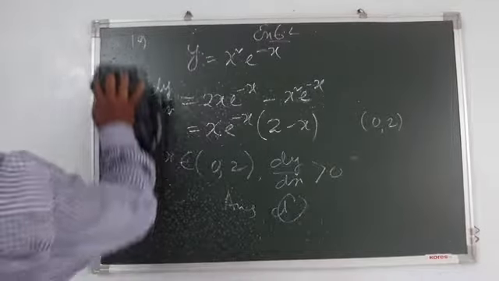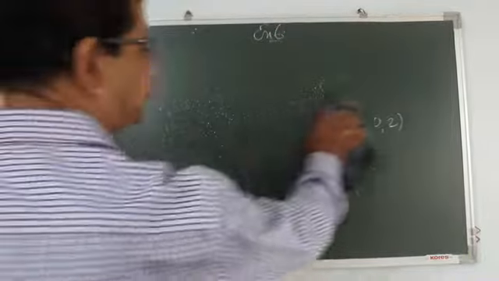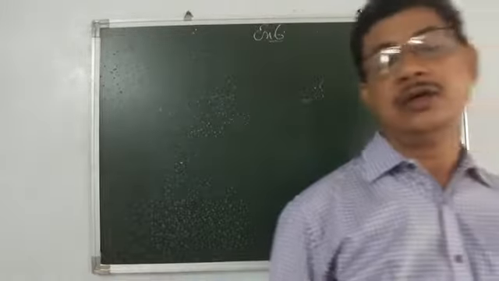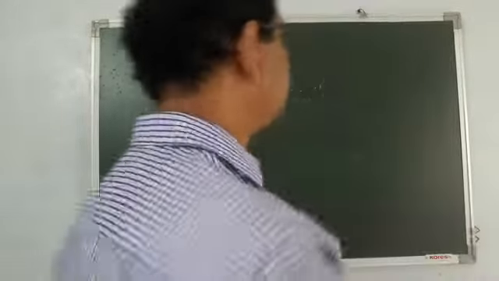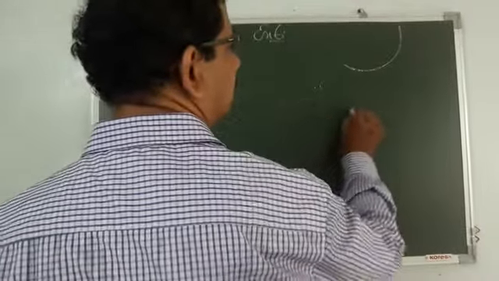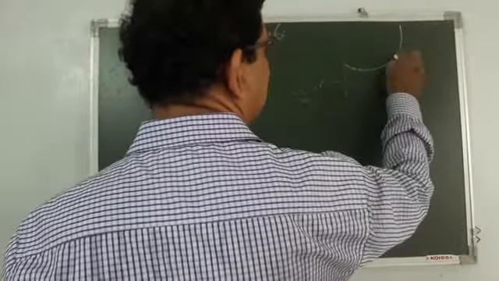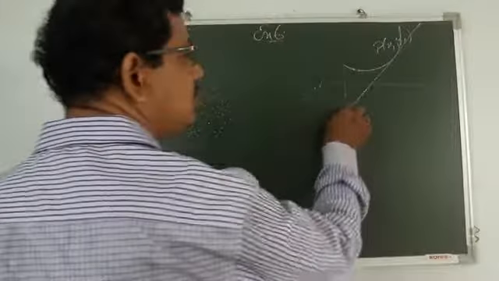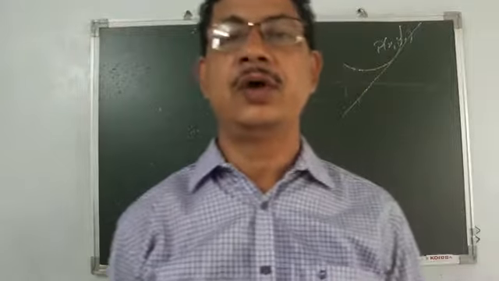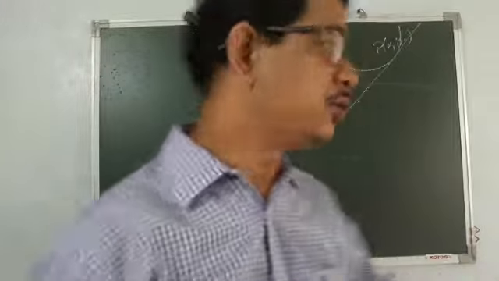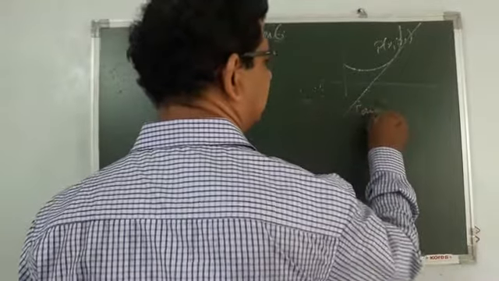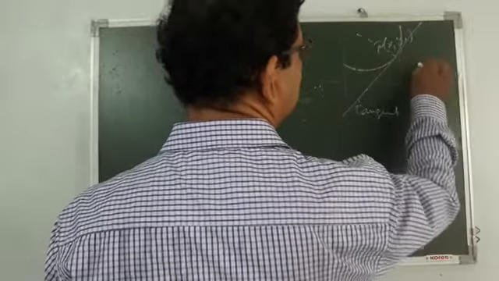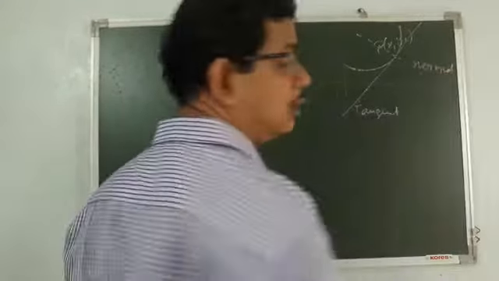Next exercise, that is 6.3. There you will find the tangent and normal of a given curve. Suppose this is a curve, this is the axis, and at that point P (x1, y1), if we draw a line which just touches the curve at a single point, this is called the tangent. And at that point, if we draw a line which is perpendicular to the tangent, this is called the normal.